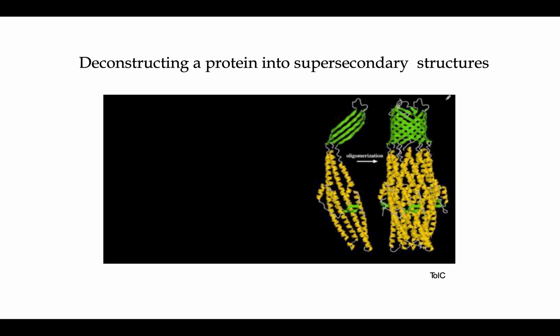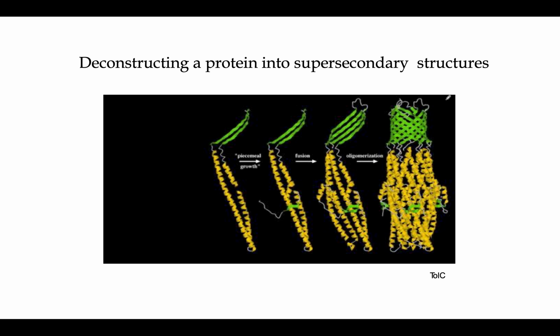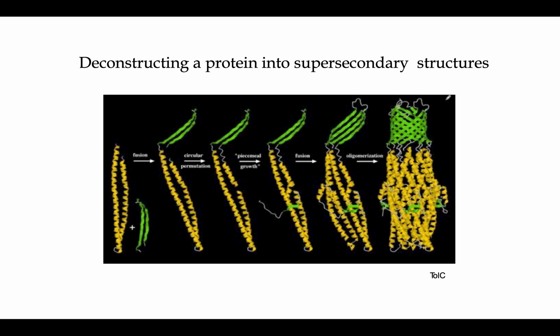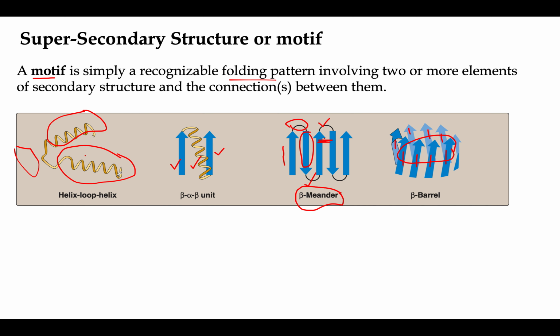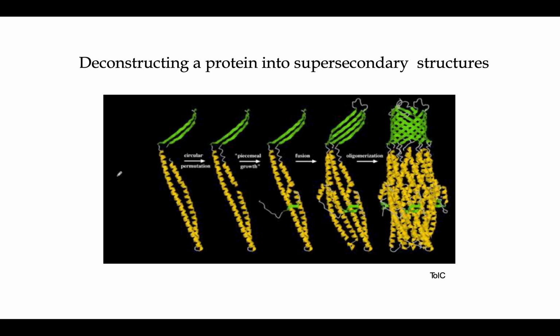And you can see here, as I deconstruct the protein piece by piece, bit by bit, I come to two basic supersecondary structures. Alpha helix. So we go back again, we have the helix loop helix motif. If I deconstruct this protein, you have a helix, you have a loop here, you have a helix here. So that's a motif that is present in TolC.